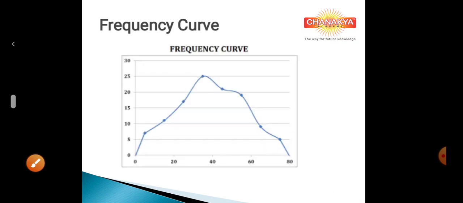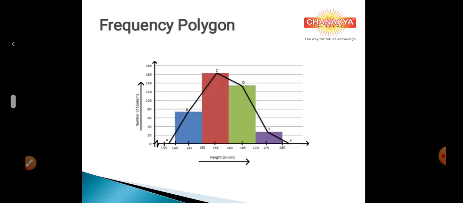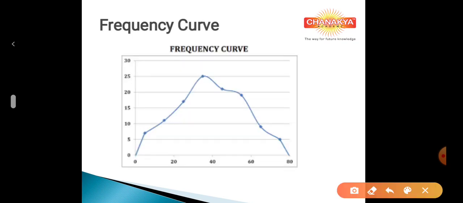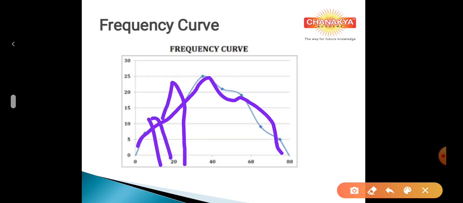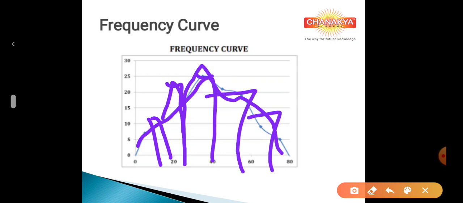Now what is a curve? Remove the bars. When we are not drawing any bars and simply representing this data with the help of a curve, then it is known as a frequency curve. If we draw the different bars, then it becomes your frequency polygon.